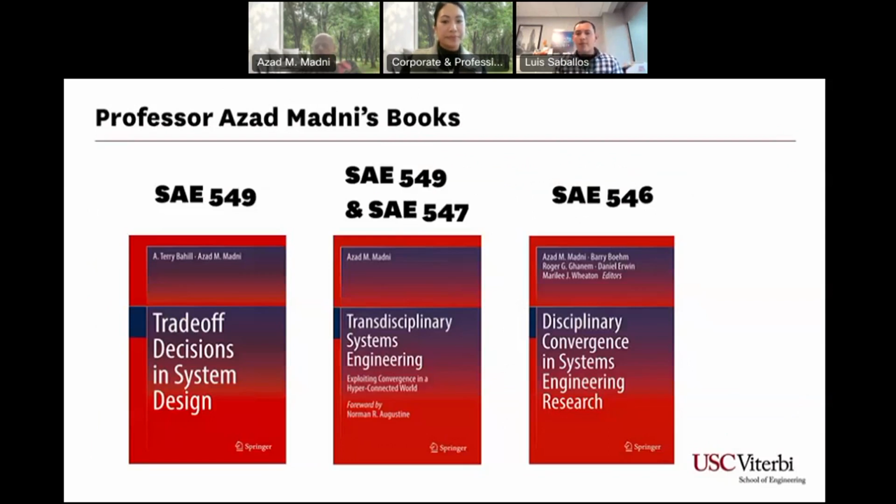So for example, SA 549 that you see on the left is the entry course, it's your on-ramp into the program. And we have a book that supports that, Trade-off Decisions in System Design. And then you have, to the right of that, Transdisciplinary System Engineering. And this book supports both SA 549, which is system architecting, as well as model-based system engineering, a pretty hot topic, as you all know. And then to the right of that is SA 546, and we have a book on that called Disciplinary Convergence in Systems Engineering Research, and that book supports that.